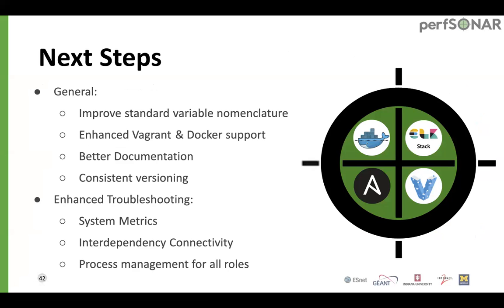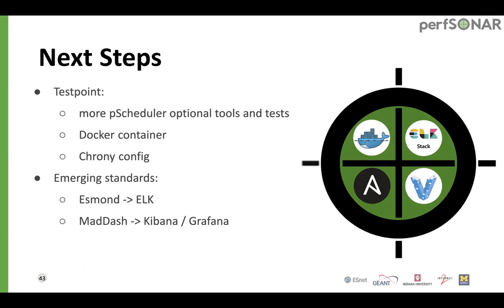We're going to provide enhanced troubleshooting. You're going to be able to use Ansible to log onto these machines and get system metrics, so you'll be able to gauge the health of your probes. We're going to improve the checking of interdependency connectivity. For instance, we're going to make sure that your test points can do a request to the archiver, that your dashboard can request things to the archiver, that the test points can talk to each other. We can run some of those tests through Ansible. And right now we're doing process checking for test points and toolkits, but we're going to add that to all of the roles.